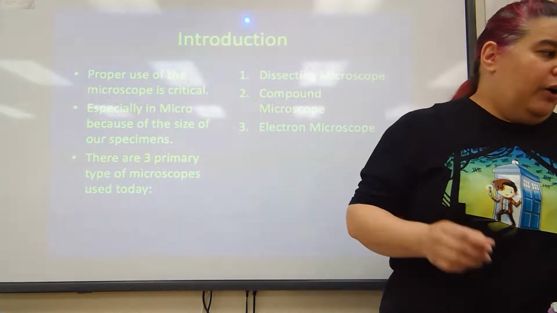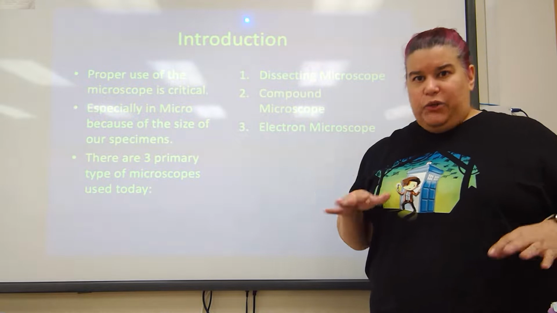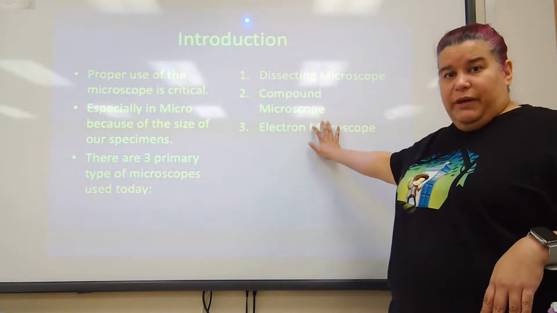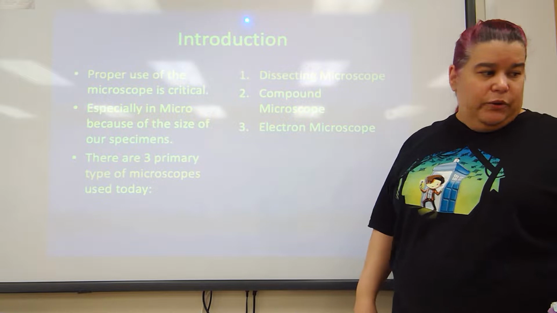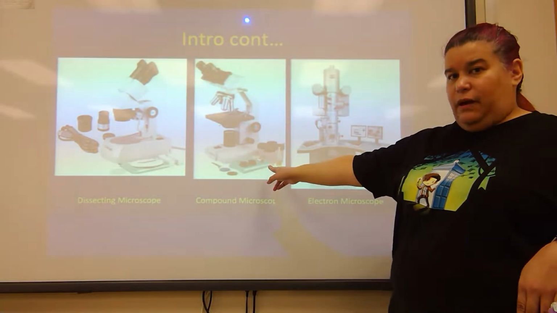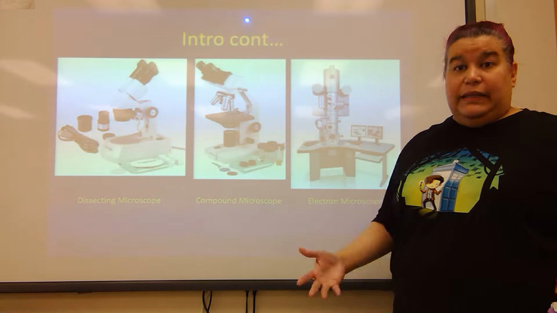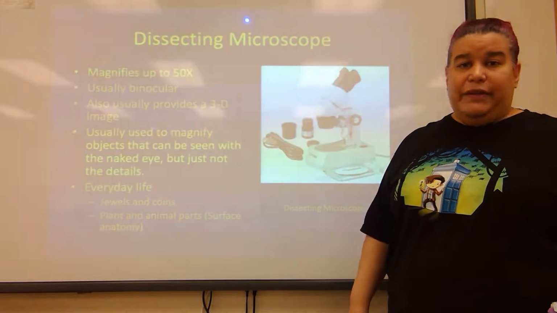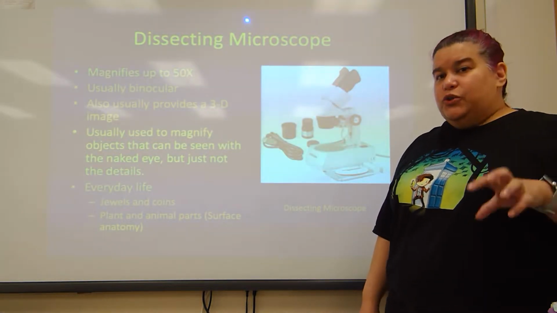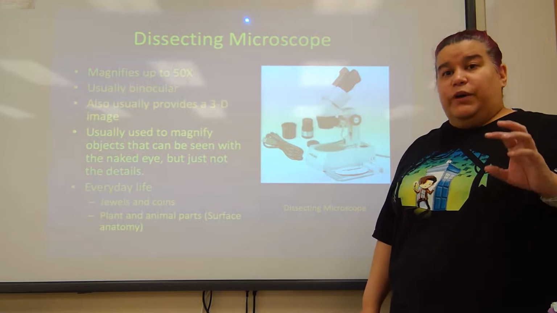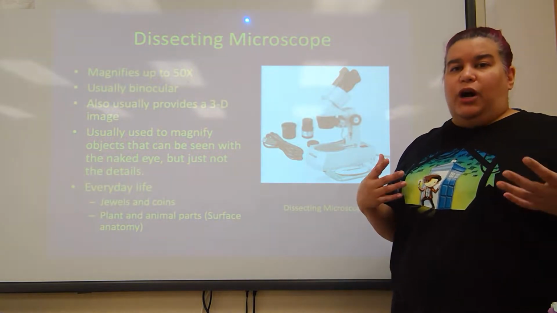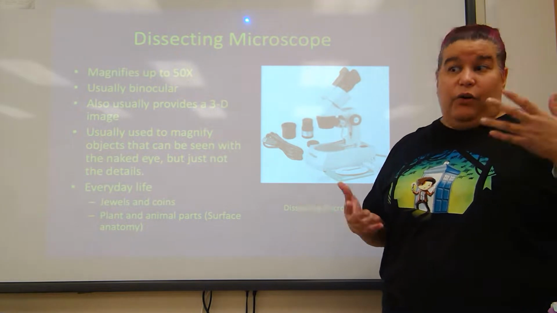So there are three primary types of microscopes in use today: a dissection scope, a compound scope, and an electron microscope. So, dissection, compound, and an electron microscope. Let's talk about the dissection scope first. Dissection scopes usually magnify up to 50 times what your naked eye can see. Okay, so we're not talking about something that we couldn't see at all with our naked eye.